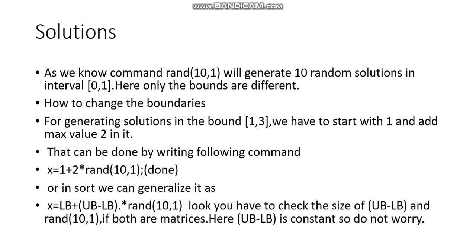Let us suppose we want to generalize this equation. If we have only one variable, then we can generalize it, because you can see the lower bound and upper bound are both single values. So we can treat these values as scalar values. So we can write, in short, this is the generalized method of generating solutions between the lower bound and the upper bound.